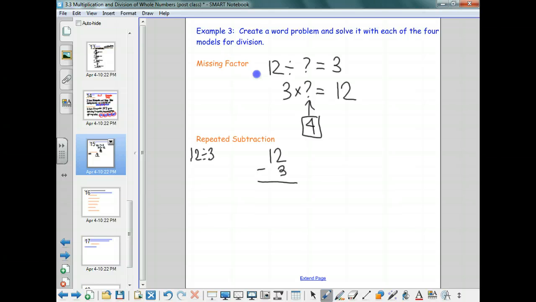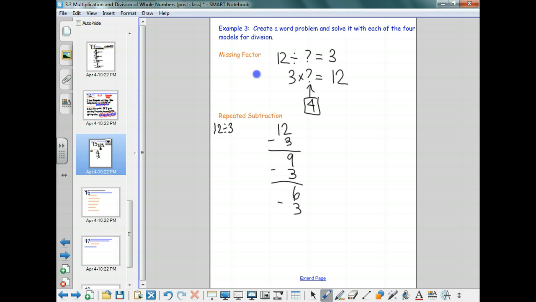So 12 minus 3 would be 9. 9 minus 3 would be 6. 6 minus 3 is 3. 3 minus 3 is 0. Repeated subtraction stops when you get to 0, and then you count how many times you subtracted. So you subtracted 4 times. So there were 4 dogs that got cupcakes. It would be a model like part B. All right.